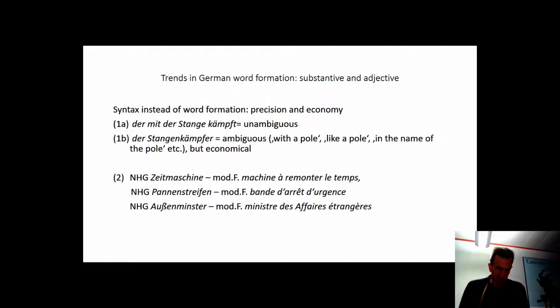What are the benefits of these respective constructions or readings? The syntactic expression has the advantage of greater clarity and greater syntactic connectivity, which cannot be shown here. In comparison with the syntactic alternatives, compounds like New High German Stangenkämpfer are more economical in terms of expression but have the disadvantage of ambiguity, i.e. they have several readings that can often but not always be resolved in the actual context where the compounds occur.